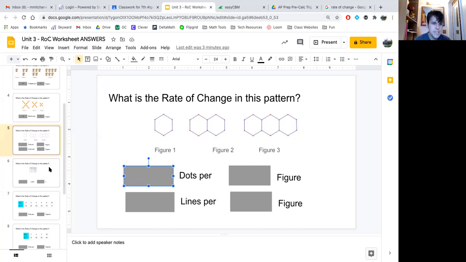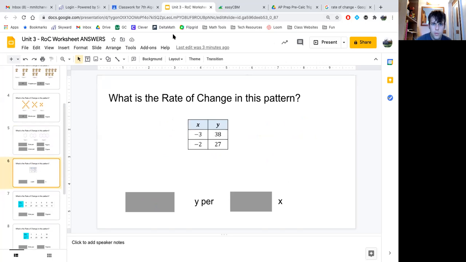scroll on down. What is the rate of change in this pattern? Ooh, here's a tricky little pattern. Now we're comparing how y changes with respect to x. So we need to figure out, is it going up? Is it going down? By how much? So here we're going from 38 to 27. That is a decrease of 11.